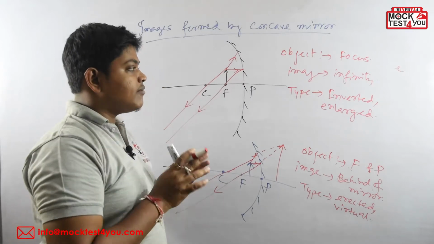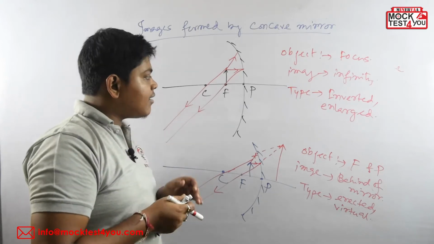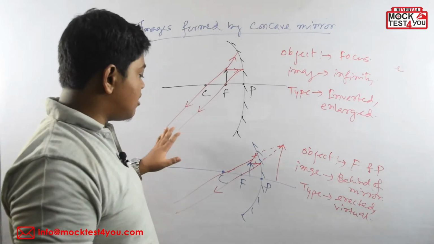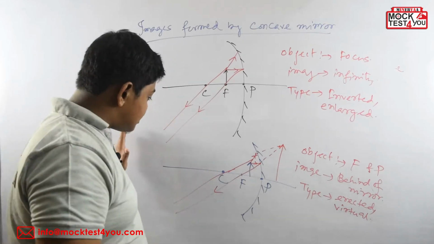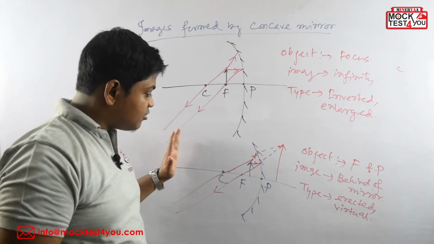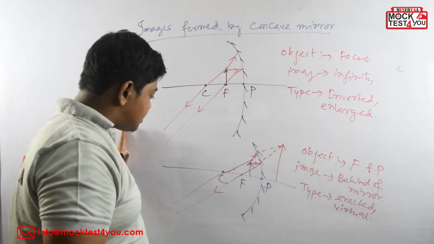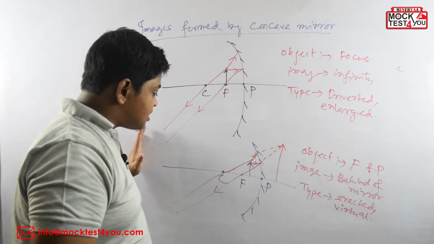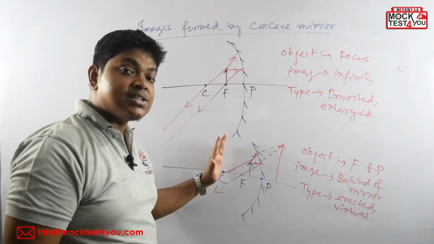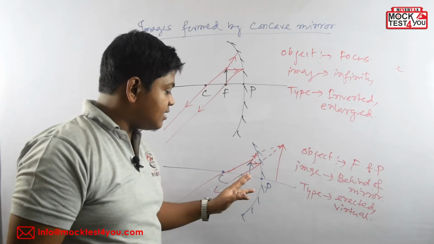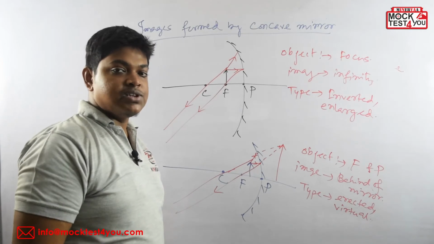Now the next job is you have to make a table, so you can remember each and every case. The first thing you have to keep in mind: if you are placing the object at infinity, you are getting the image at focus, and if you keep moving the object from left to right, that means the image size is increasing. If the object is moved from the left side to the right side of the mirror, the image size is increasing, and in between pole and focus, it is maximum. That's the case of a virtual image.